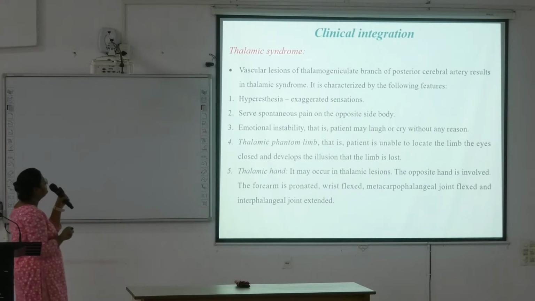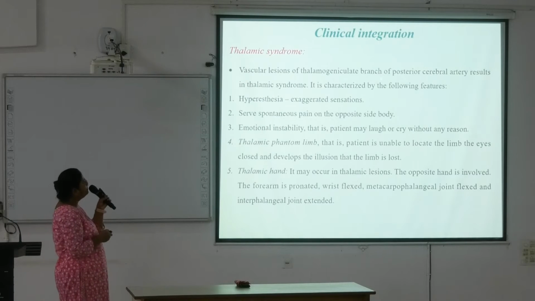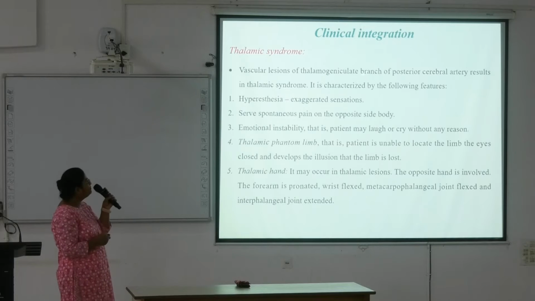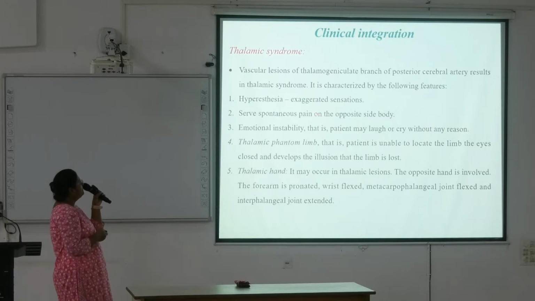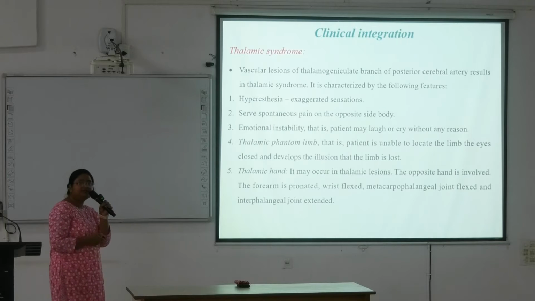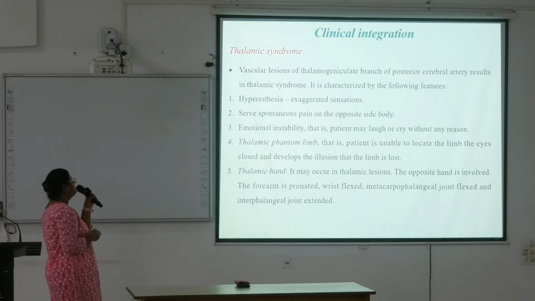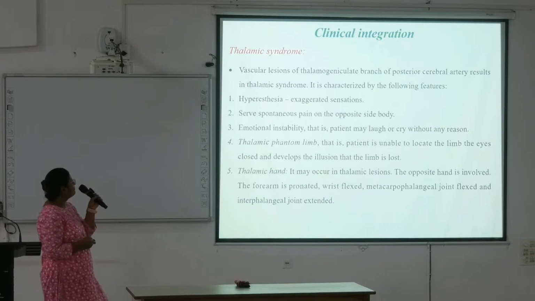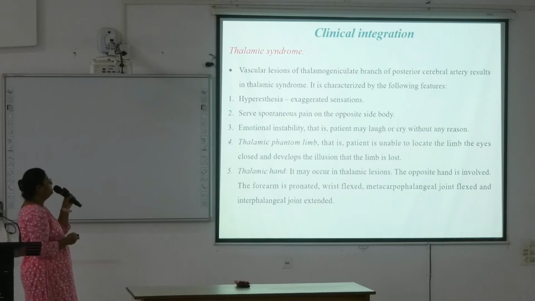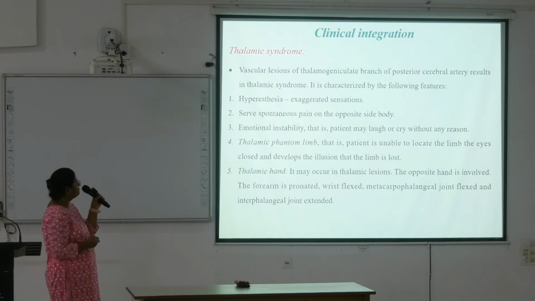Clinical aspect, thalamic syndrome. Thalamic vascular lesion of the thalamogeniculate branch of posterior cerebral artery results in thalamic syndrome. It is characterized by these features: hyperesthesia, exaggerated sensation. It is a relay station, so there will be exaggerated sensation. Severe spontaneous pain on the opposite side of the body. Emotional instability, that is, patient may laugh or cry without any reason.